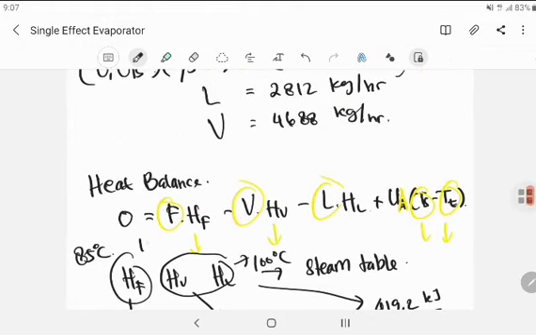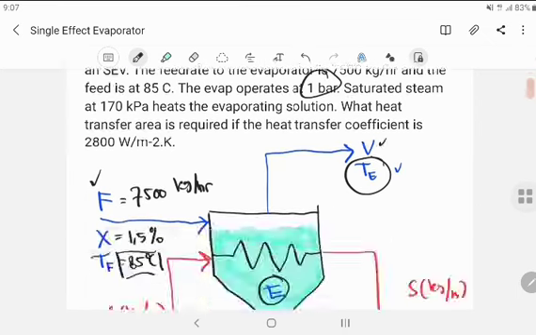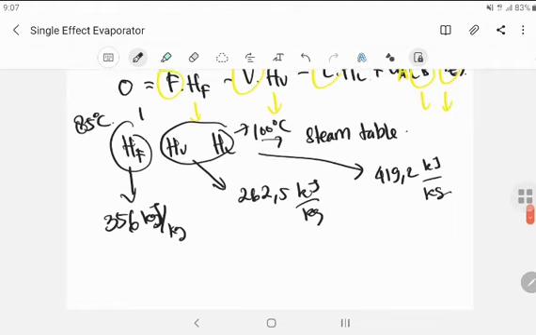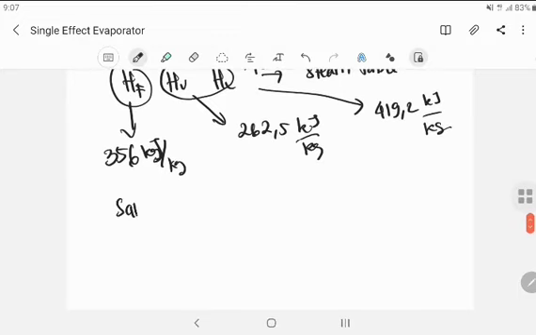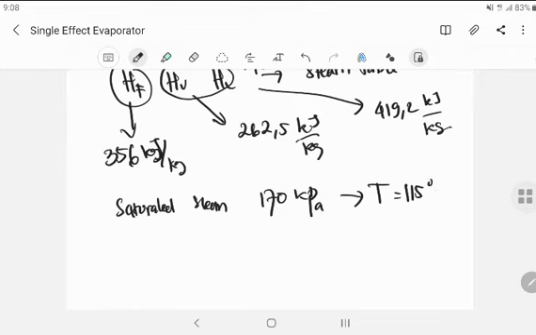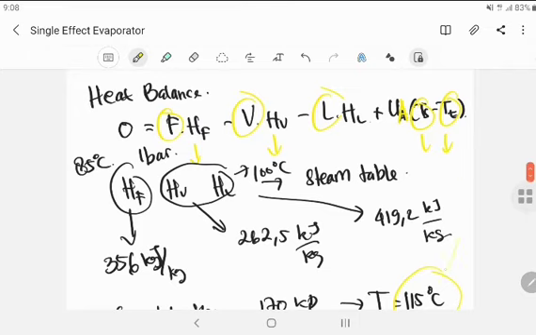At one bar, the pressure is 1 bar. And from the steam table, when you use saturated steam with a pressure of 170 kilopascal, the temperature of the saturated steam is 115 degrees C. So this is the information that we need here.